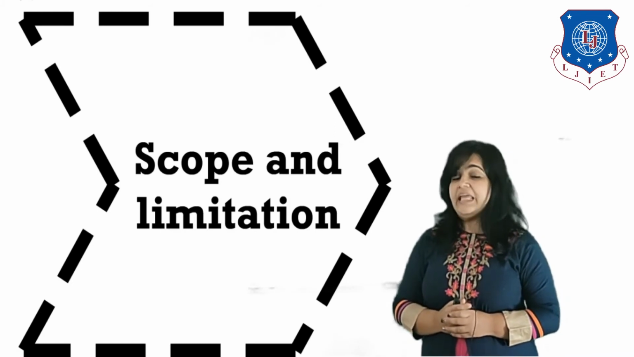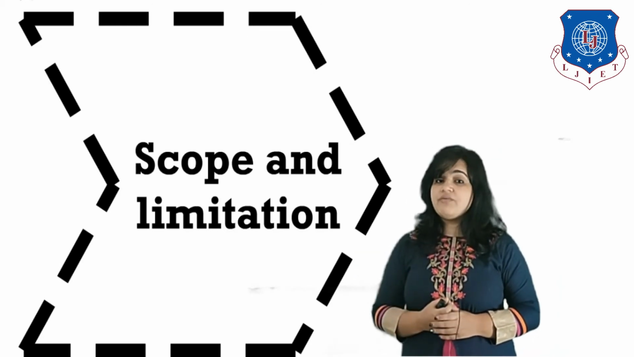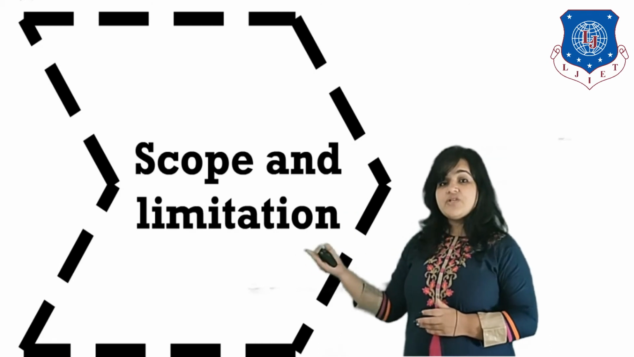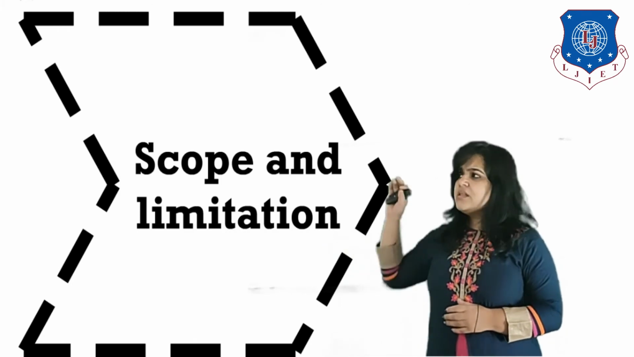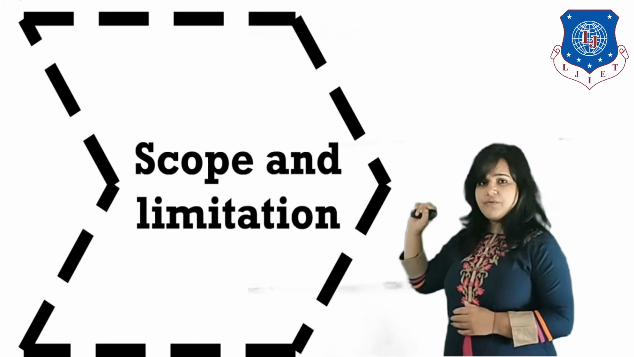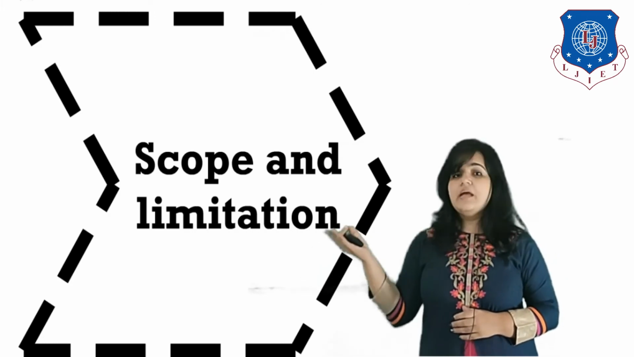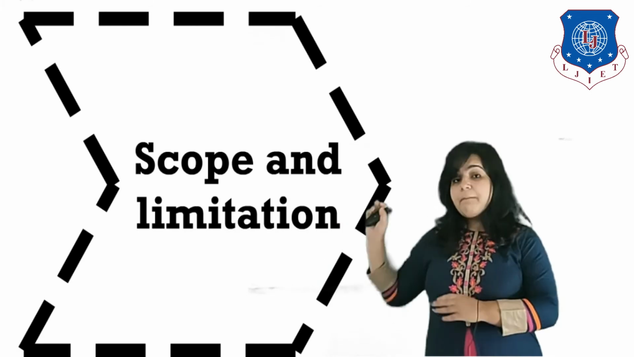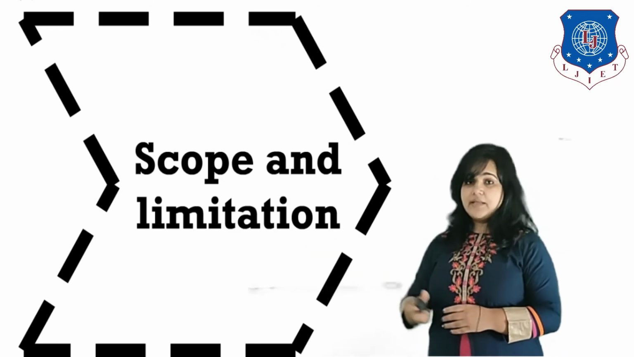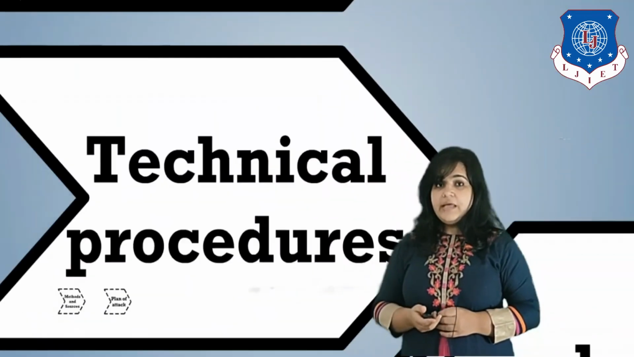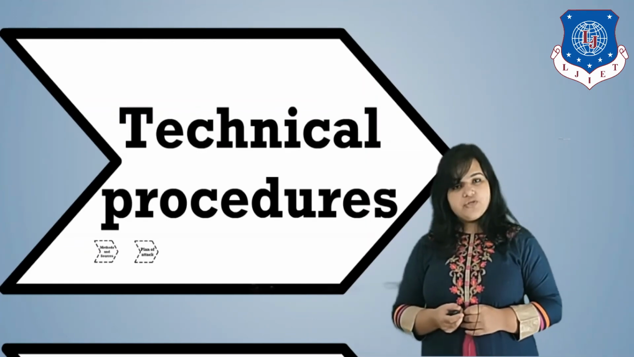There should not be any aftershocks for the organization after accepting your proposal. Mention the limitations of your proposals very clearly, that this is some confidential information to which I do not have any access, and that is why that information will not be included in my proposal. Mention all the limitations very specifically, that up to what extent you can complete the proposal. Okay, that was all about the introduction part. Next we would be having technical procedures.